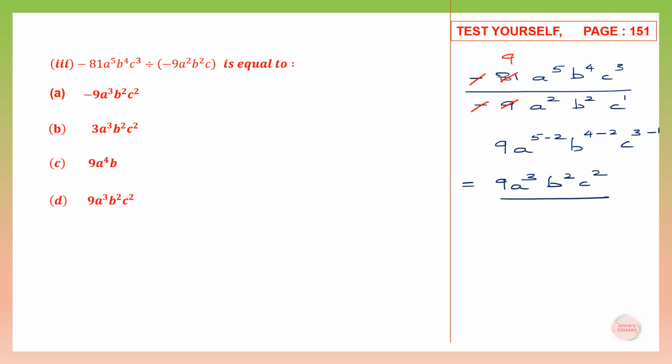So this is our answer, which is our option here. So if you look carefully, this is our answer 9, a to the power of 3, b square, c square. So this is our final answer.